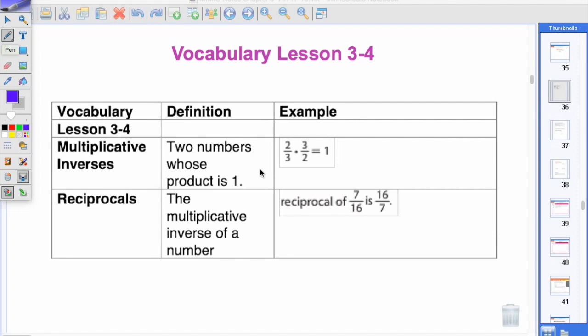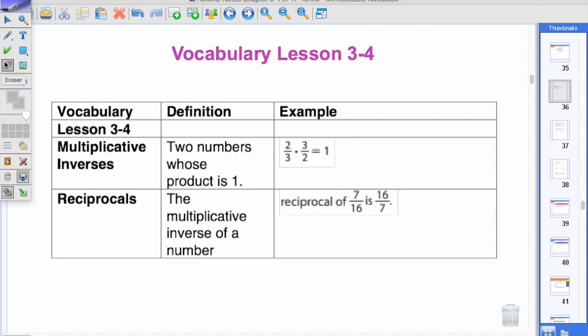Notes 3.4s on dividing rational numbers, and the vocabulary to go along with it is multiplicative inverses, which are two numbers whose product is 1. The example is 2/3 times 3/2, which is 1. So if you cross cancel, the 3 would cancel, the 2 would cancel, so you're left with 1 times 1, which is just 1.